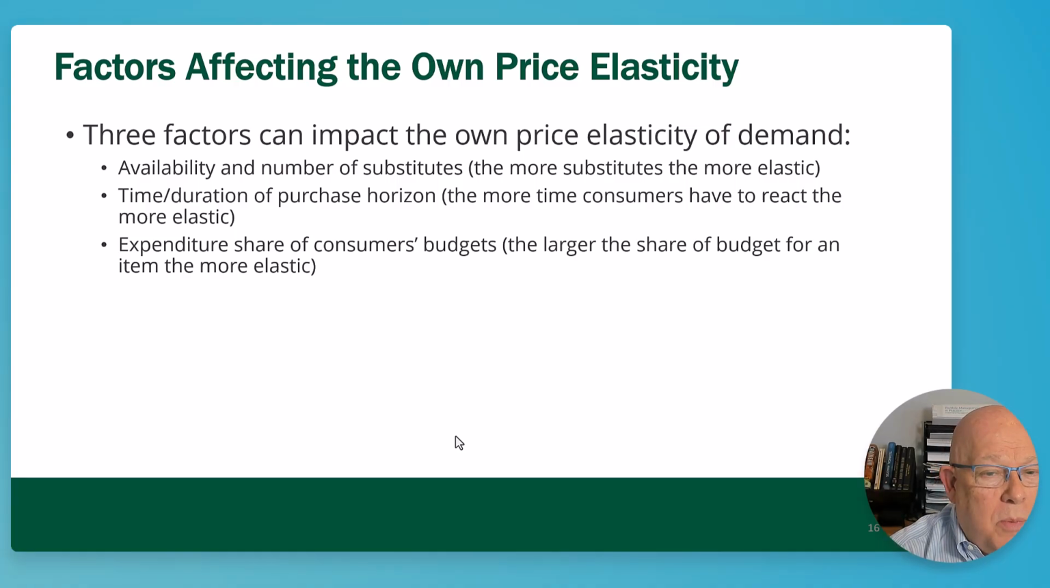And it also depends upon how big of an item this is in terms of a consumer's budget. If it's a very small item, the book uses pepper, I think, as the example, where we don't spend very much on pepper, so we're not all that price sensitive to pepper. But if it's a large share of our budget, so if you are in a country that eats a lot of rice, it's a much bigger share of your food budget than pepper. And so rice is going to be much more elastic than, say, pepper.